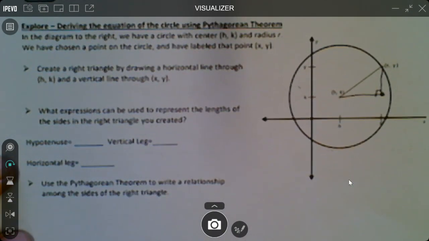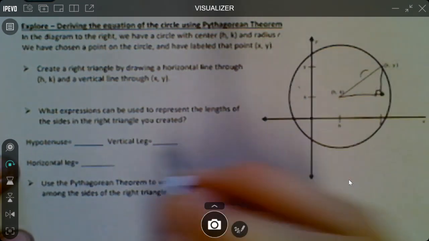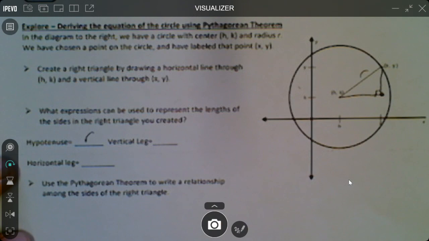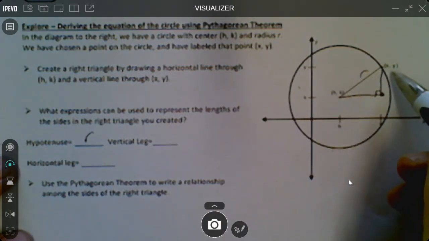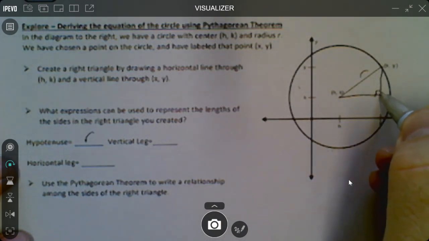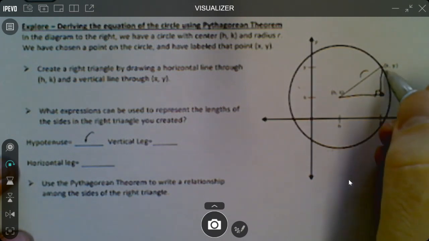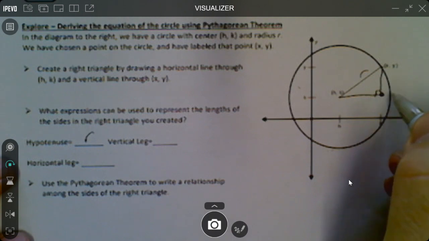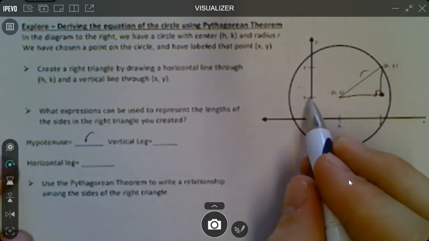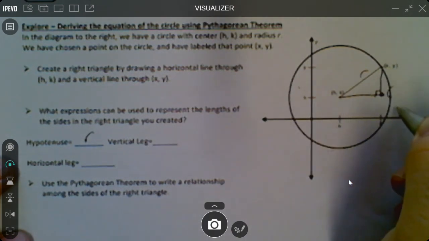Well, hopefully we can just use r for the hypotenuse because that's the radius of the circle. So that's probably going to be the easiest way to represent that. The vertical leg, so here's (x, y). What are the coordinates of this point? Well, it has the same x value as this one does, and the y value is the same as the y value for here. That's where the k is. So the coordinates of that point are actually (x, k).